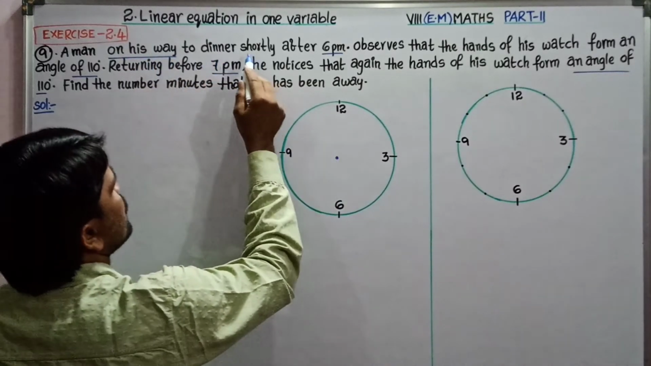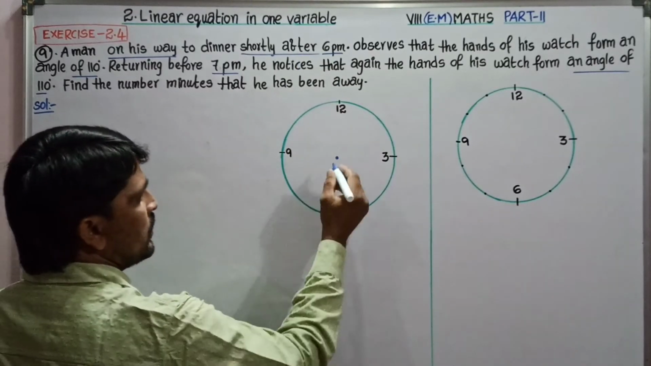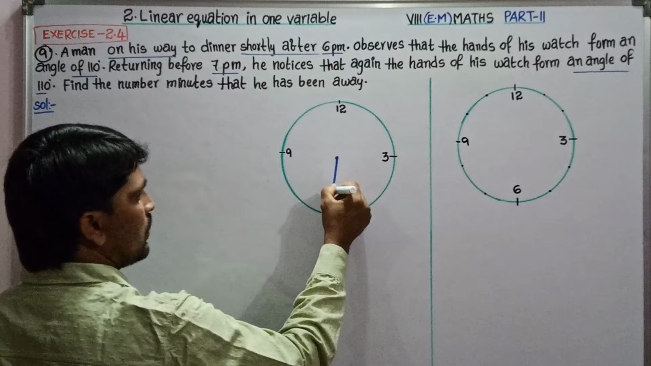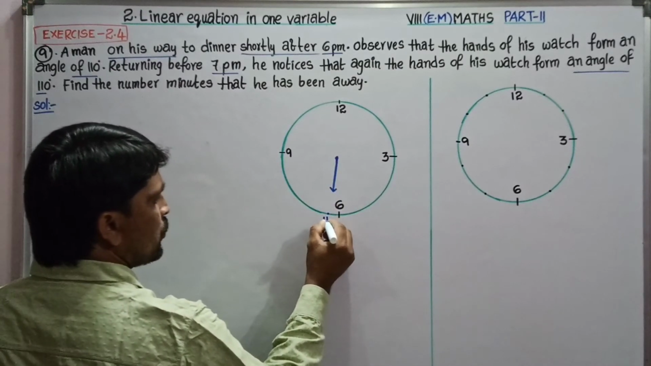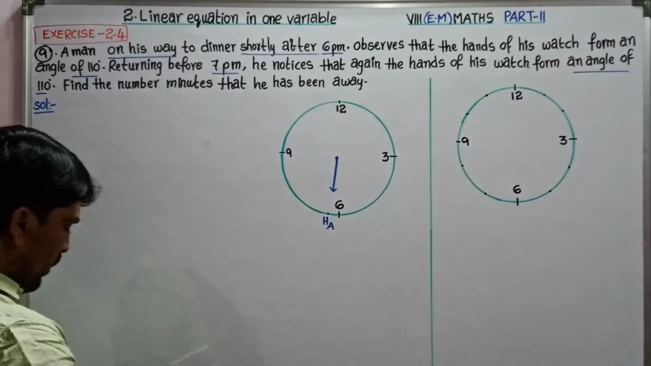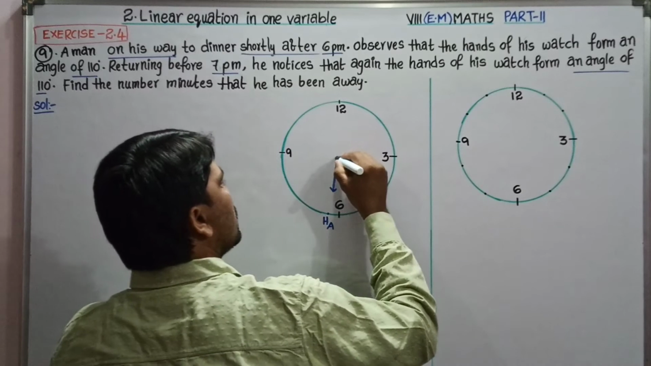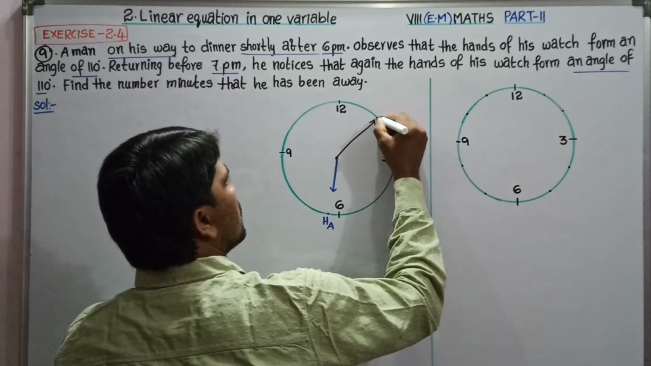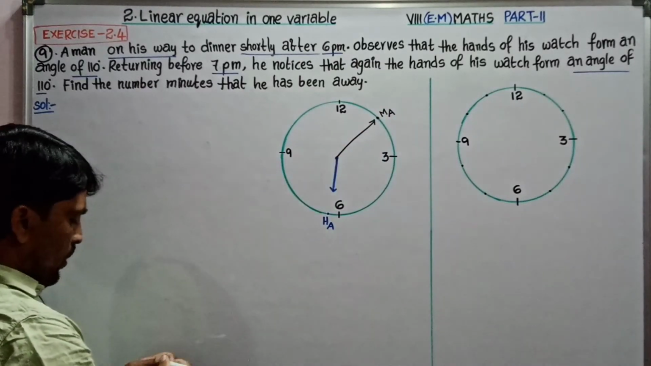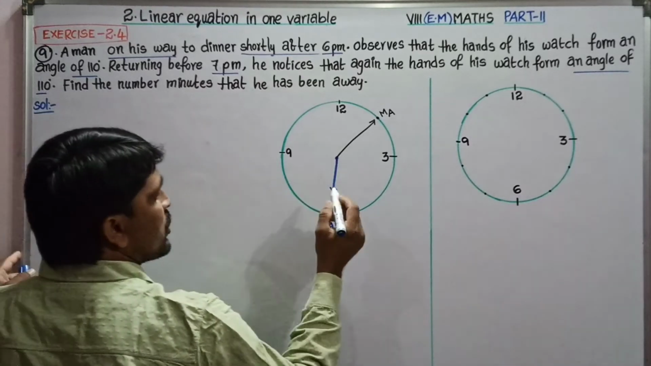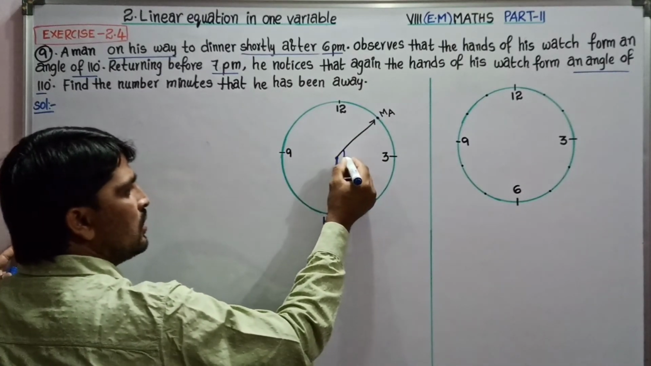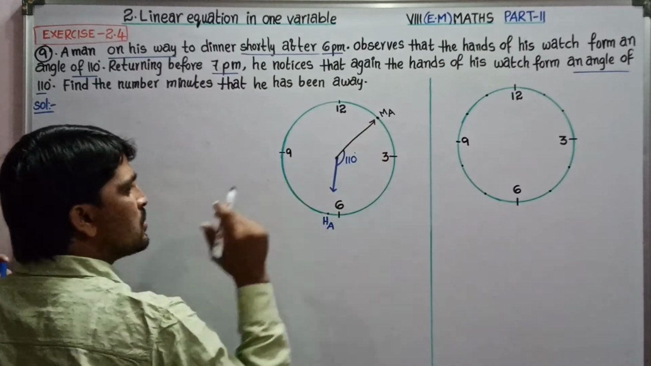A man on his way to dinner shortly after 6 p.m. He goes after 6 p.m. Suppose this is the hour hand. The initial position of the hour hand is HA. Let us suppose that the initial position of the hour hand is HA. And consider a minute hand. Suppose the minute hand is at MA. That is, the initial position of the minute hand is at MA. The man on his way to dinner shortly after 6 p.m. observes that the hands of his watch form an angle of 110 degrees. That is, the angle between the hour hand and the minute hand is 110 degrees.